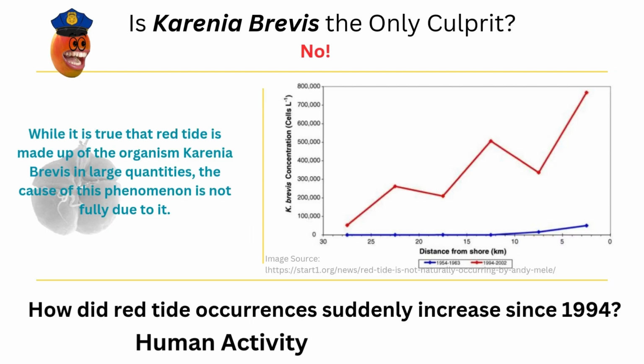Based on all of this information, you may think that the one sole cause of red tide is Karenia brevis. However, the algae is not the only culprit. The graph on the right shows the number of red tide cells in the water. From 1954 to 1963, the number of those cells was fairly similar. However, since 1994, the concentration of the cells skyrocketed. What may have caused this? The answer is human activity and climate change.